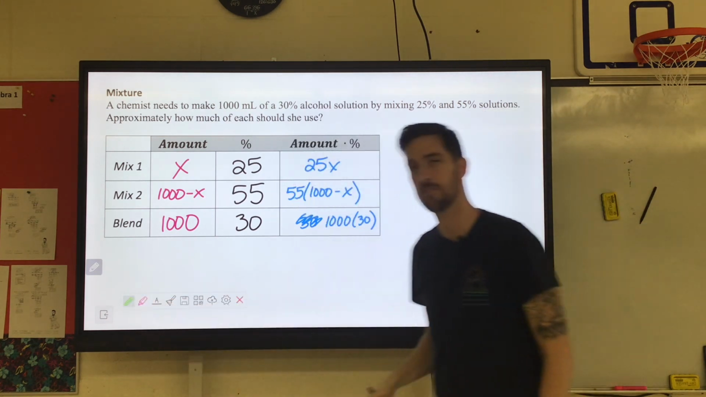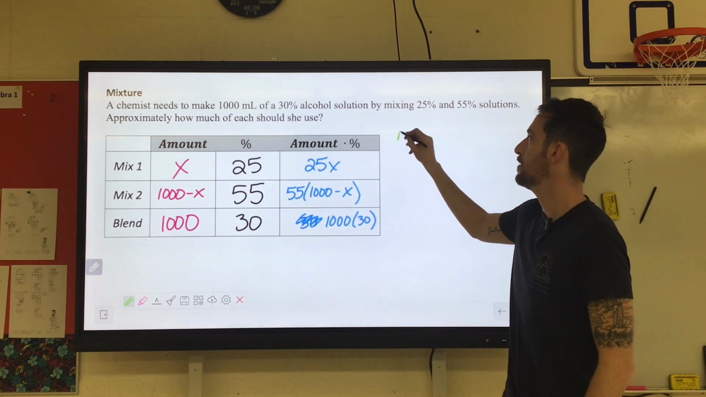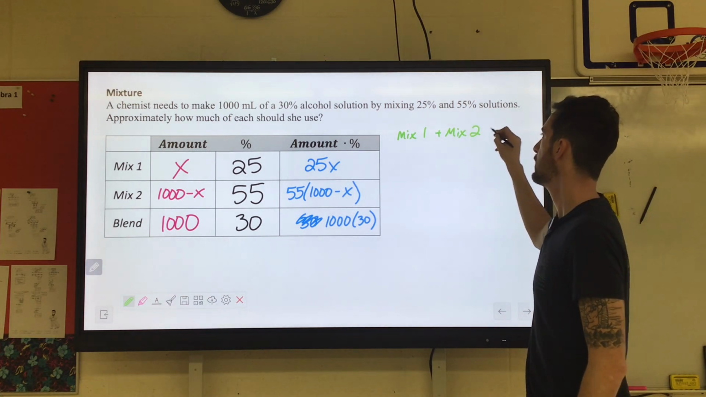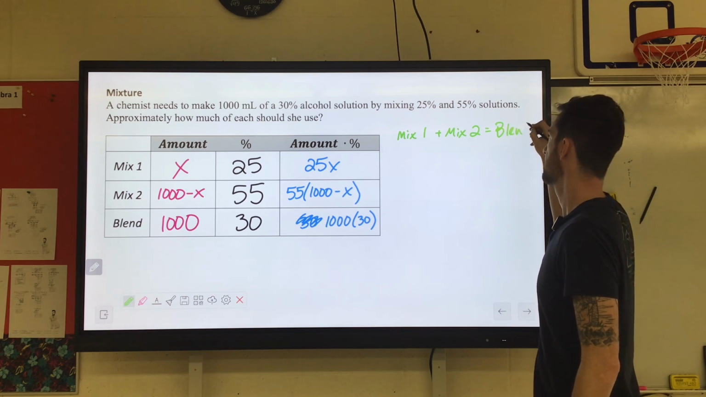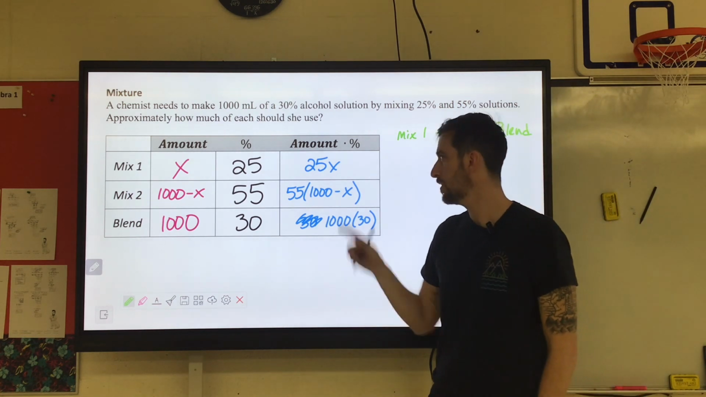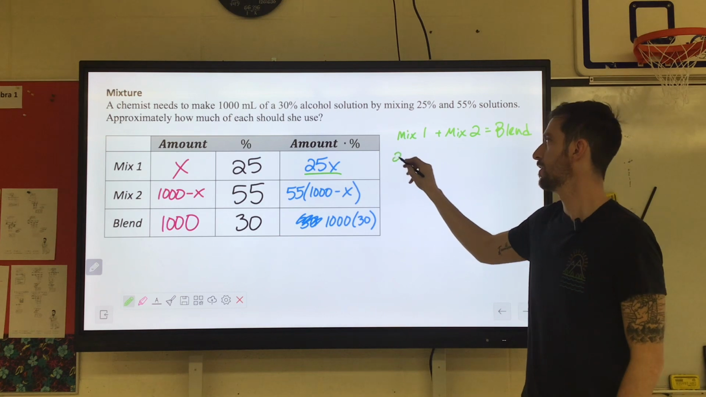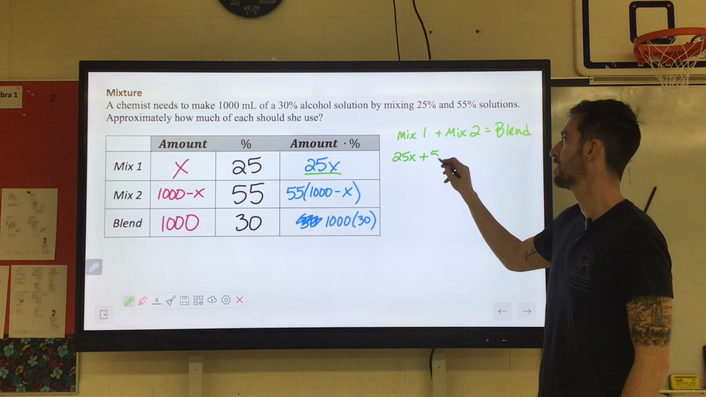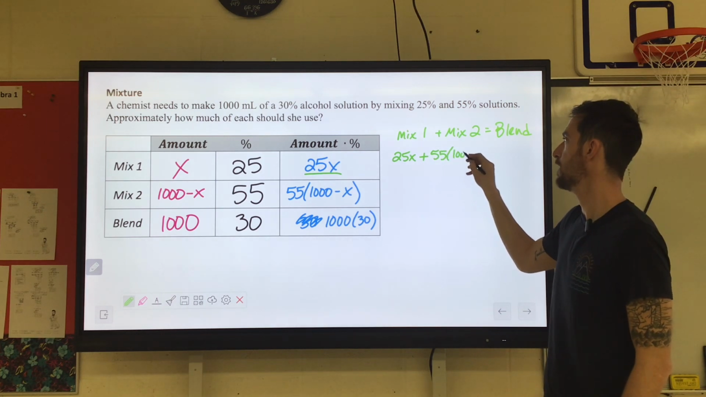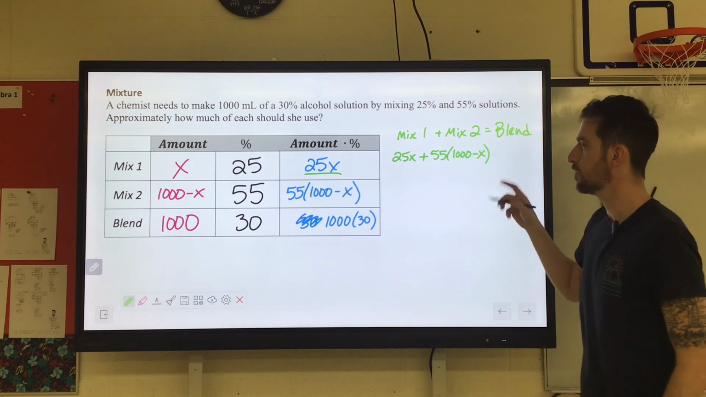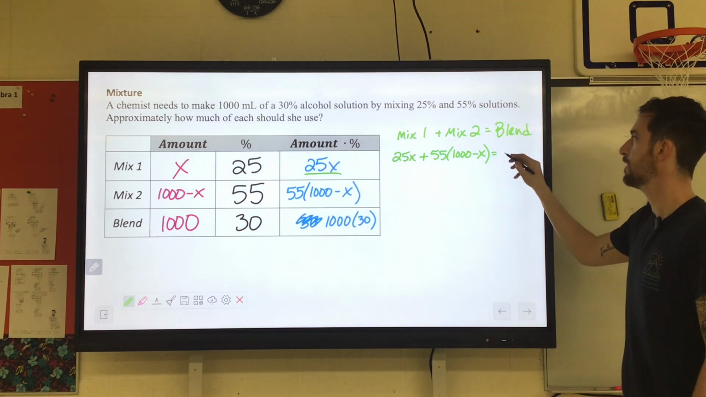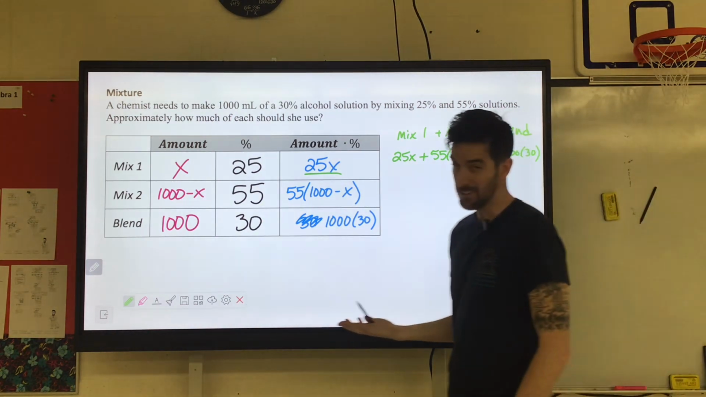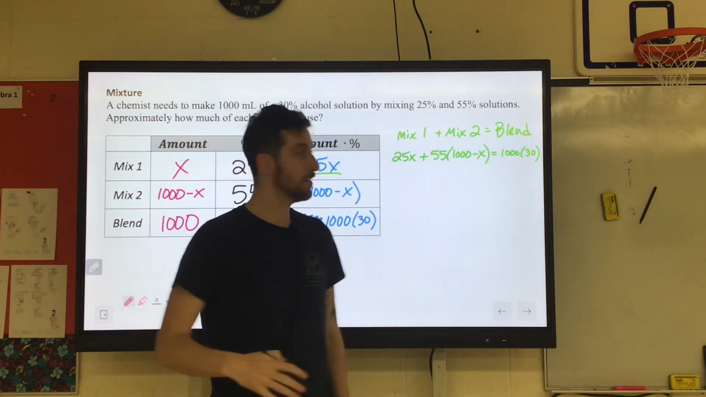And then the equation's always going to be the same. It's going to be like mix 1 plus mix 2 equals the blended mix. So the amount of mix 1 is 25X. Mix 2, we have 55 times 1,000 minus X equals both. The blend would be the 1,000 times 30. And if you have a calculator, this shouldn't be too bad. We'll go ahead and distribute.